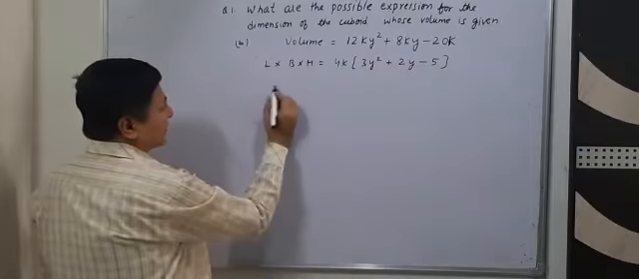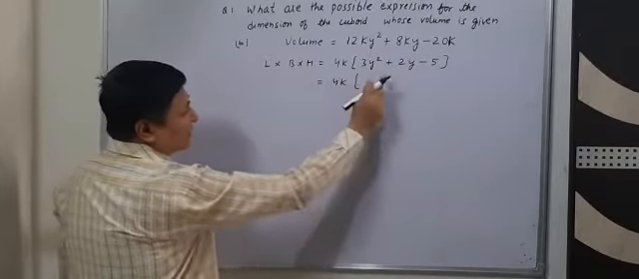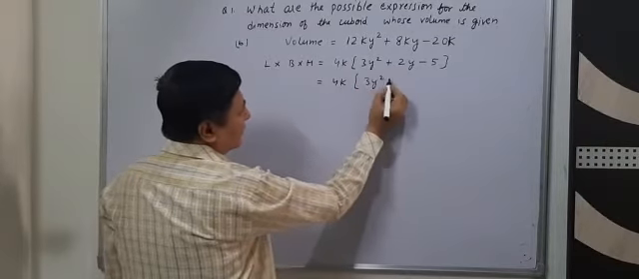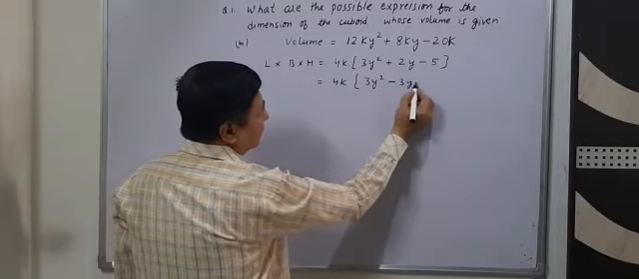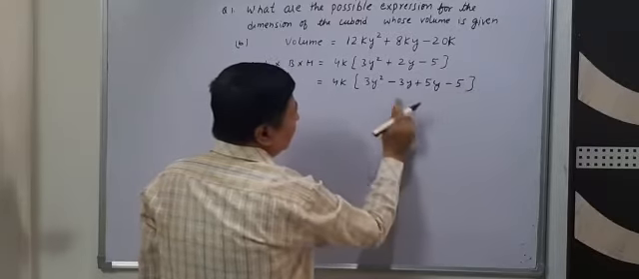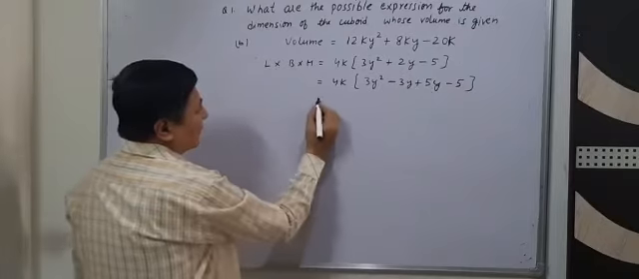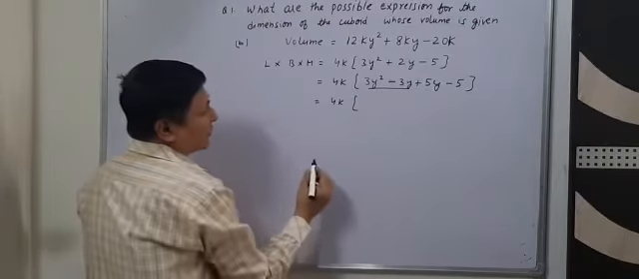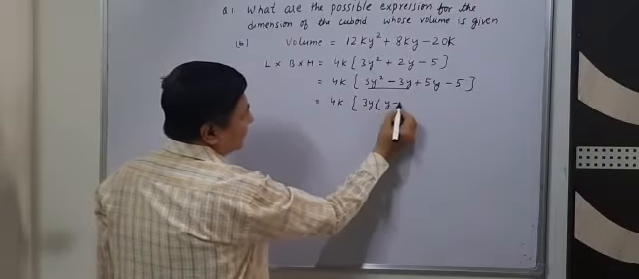Now let us factorize this. 4k, and now we will split this 2y: 3y square minus 3y plus 5y minus 5. This 2y I have written as minus 3y plus 5y. Now let us solve this further. Between these two, 3y is common, so we will get y minus 1.